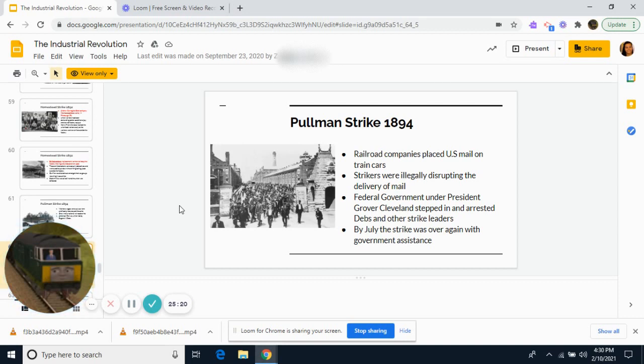Grover Cleveland stepped in and arrested Debs and the other strike leaders by July. The strike was over, again with government assistance.